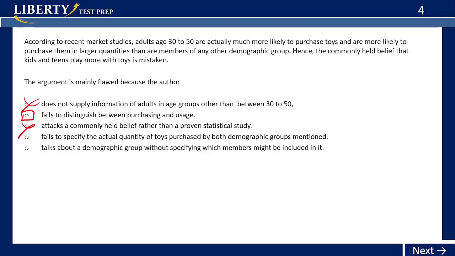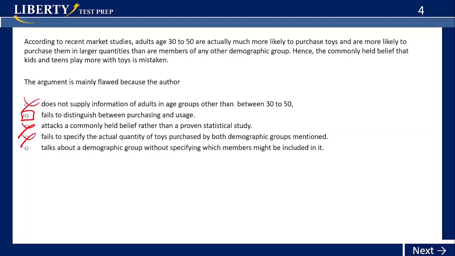Okay, now letter D. The argument fails to specify the actual quantity of toys purchased by both demographic groups mentioned. Now, is it necessary for the author to indicate the exact number, the exact quantity of toys that are being bought? Not really. Why would we need to have the exact number? It's not a matter of number. Just by saying that one group buys more than the other one, that's a good enough fact. That's a fact, and that will help the author to substantiate, to improve, to support his claim. So that wasn't a problem.